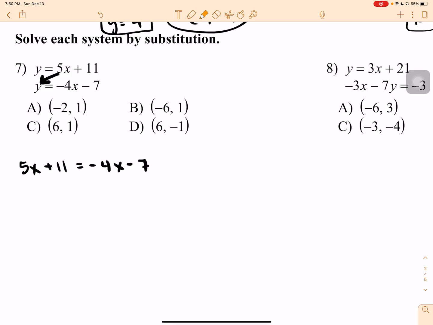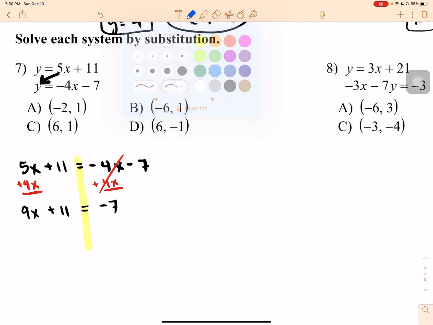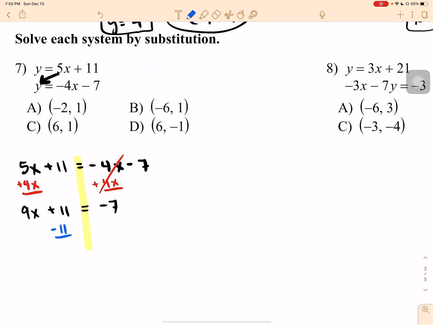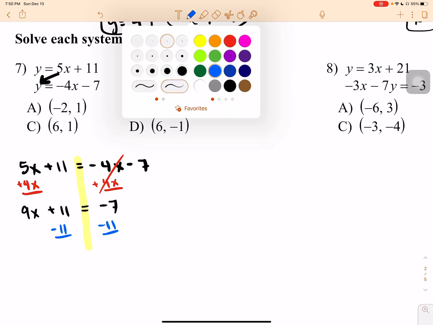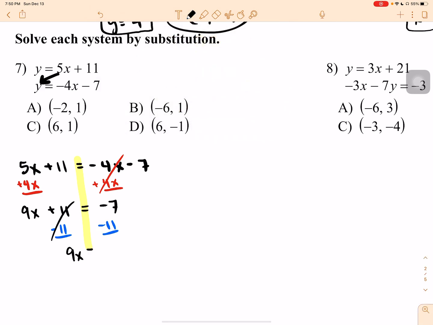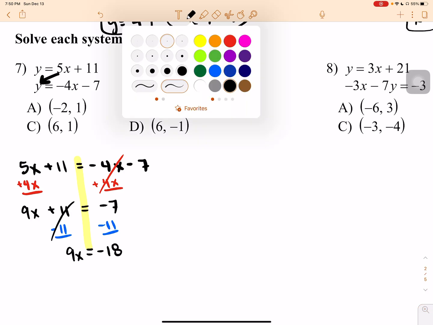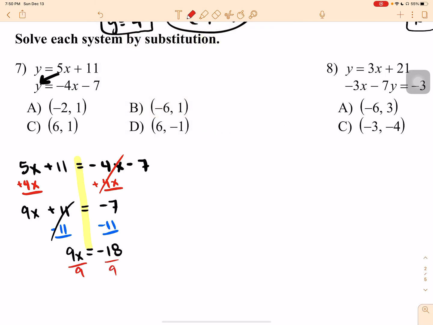And now I have an equation where I can solve for x. It's the only variable there. So here I'm going to add 4x to both sides. Again, there are several different ways to solve for a variable, so you do whatever you want. Please remember to pause the video, because this is just to help you catch any mistakes or to check your answers, but you need to make sure you know how to do these on your own. So now I'm going to subtract 11 from both sides. So I have 9x equals negative 18. Divide both sides by 9. I have x equals negative 2.